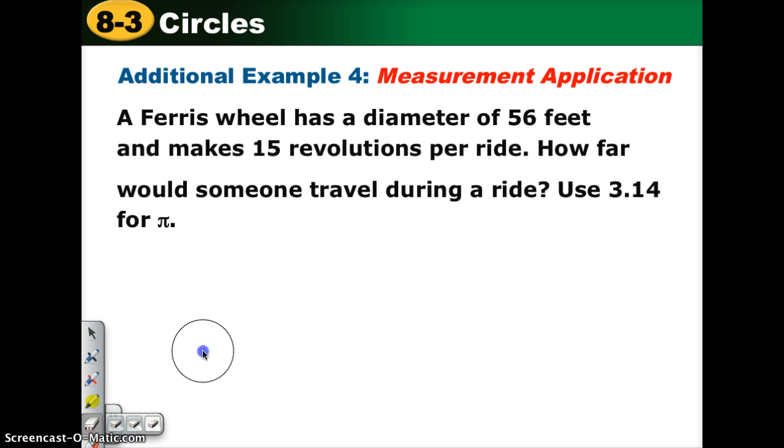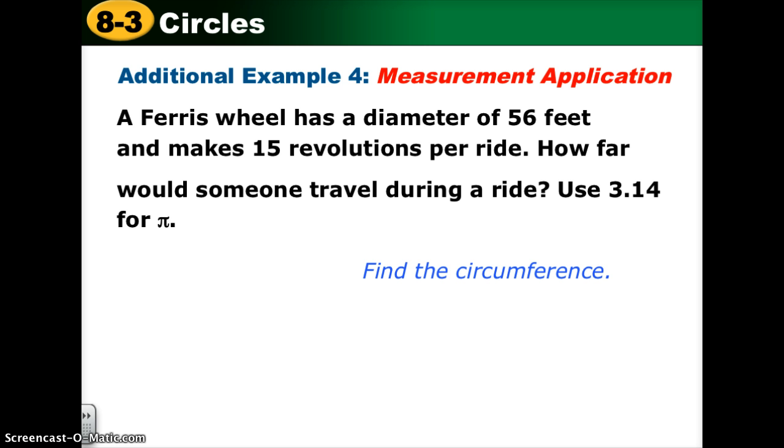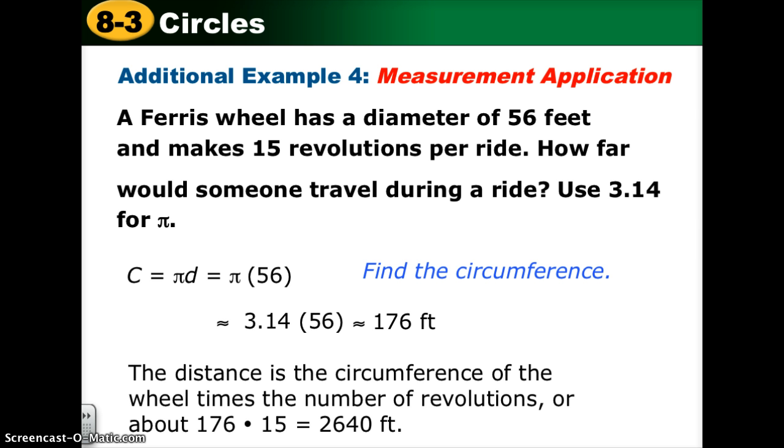A Ferris wheel has a diameter of 56 feet and makes 15 revolutions per ride. How far would someone travel during a ride? We are on the Ferris wheel. We'd be on the outside, so our revolution would be us going around the outside. That's circumference. 56 is already a diameter, so we multiply that by pi. We're using 3.14 this time. So 176 feet is one revolution around. Multiply that by 15, about 2,640 feet.